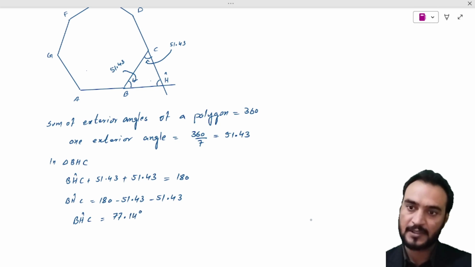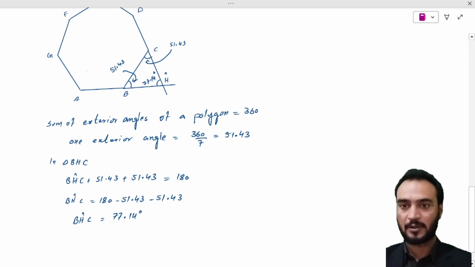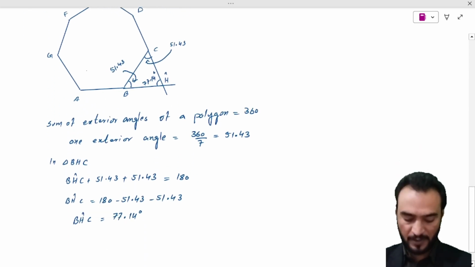14 degrees. This is the angle at point H, that is 77.14 degrees. So hence the question number 11 is solved. Now we will solve the question number 12.